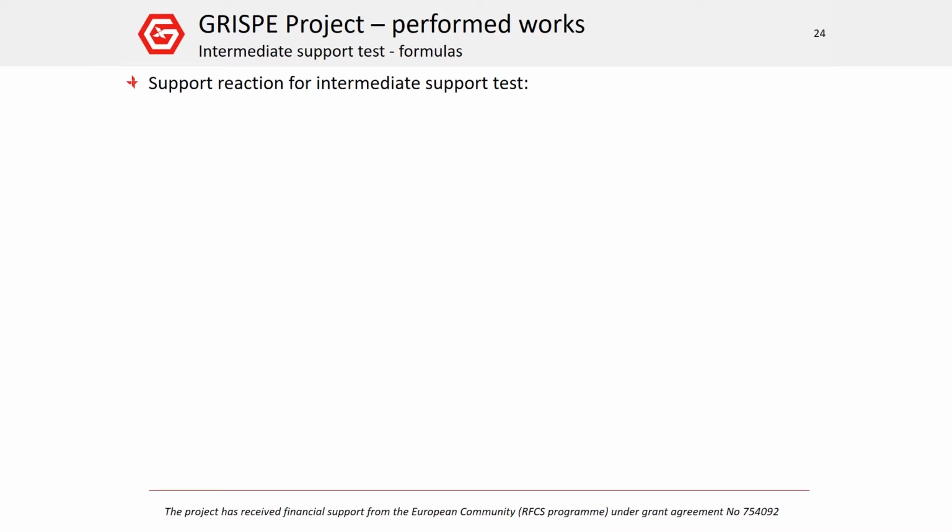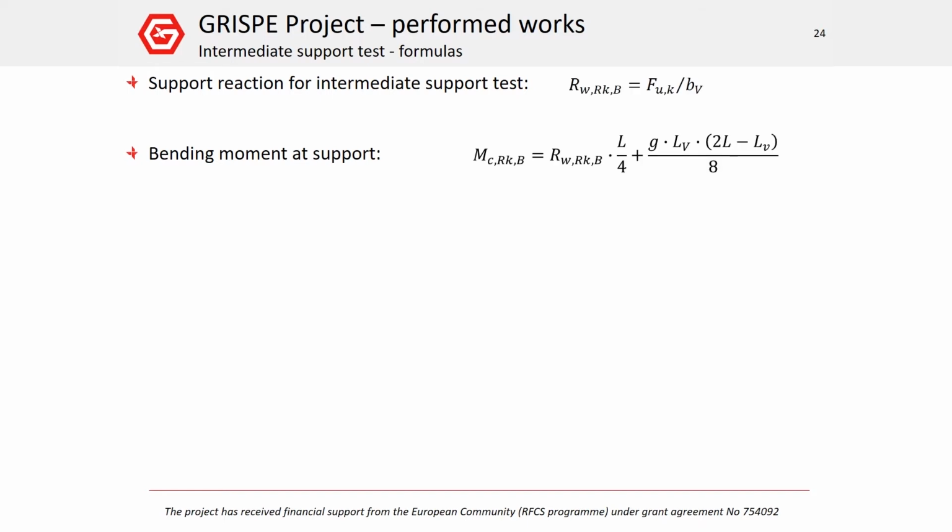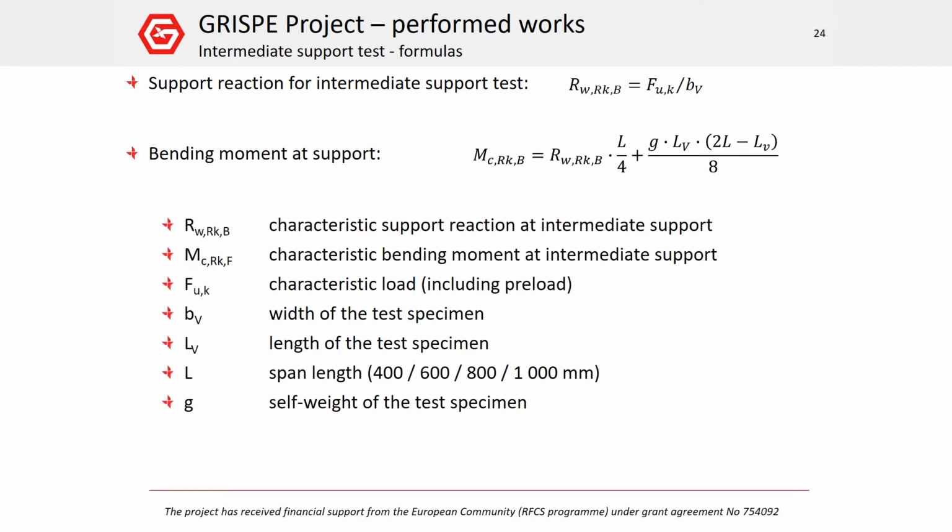The 2 characteristic values are the intermediate support reaction and the bending moment at support. They are calculated using the presented equations with F_uk, the characteristic test load, b_v, the width of the test specimen, L_v, the length of the test specimen, L, the span length, and G, the self-weight of the test specimen.